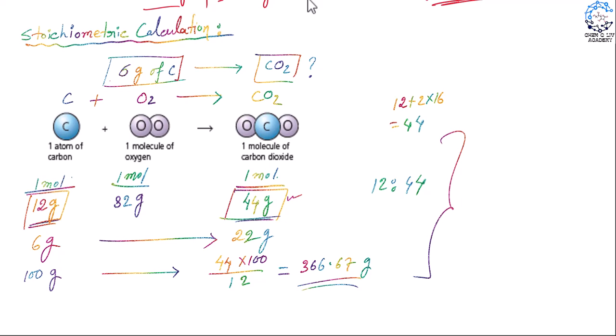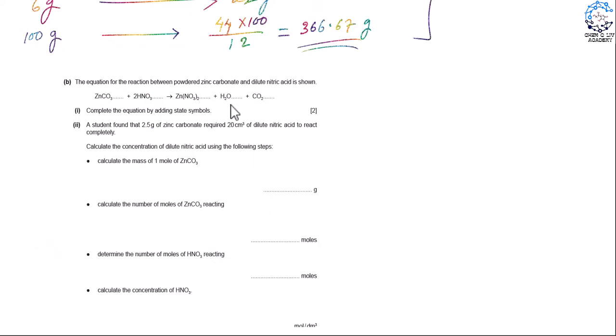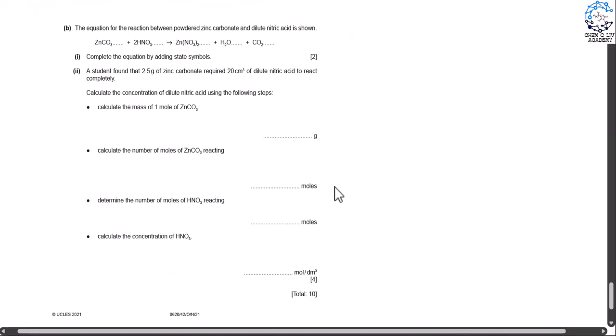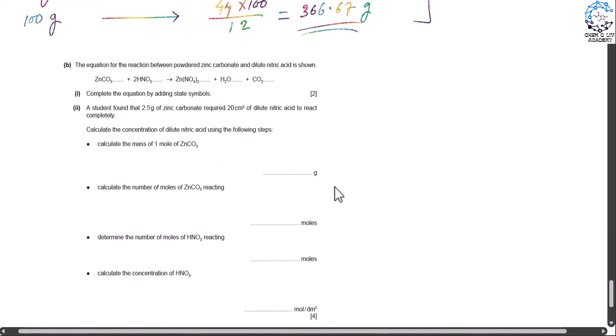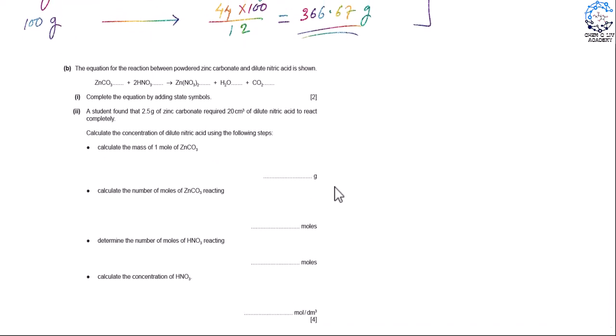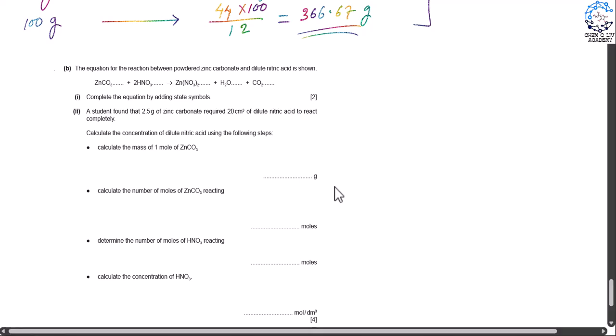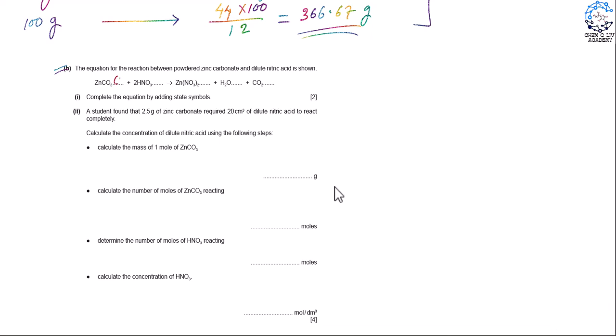Let's see one question from a past paper. Okay, here's a question from the 2021 October November series. Now let's solve this question. The question is saying equation for the reaction of zinc carbonate. Okay, so we need to give the state symbols. This is not a part of our discussion, but still we can do it. Aqueous over here, aqueous over here, liquid over here, and gas over here, right?